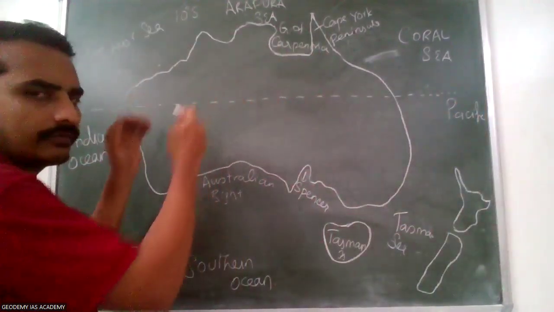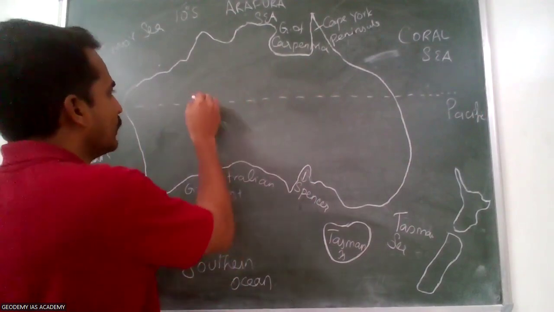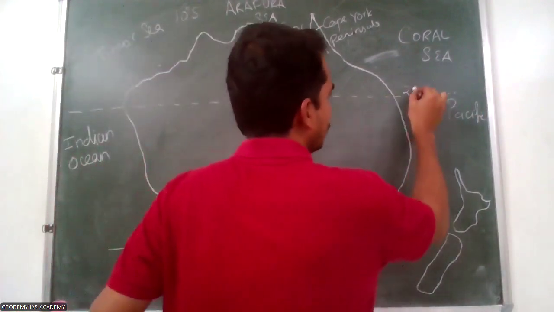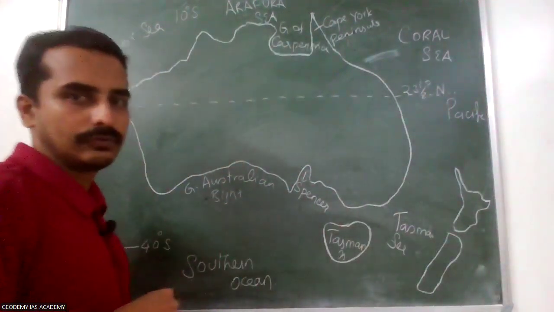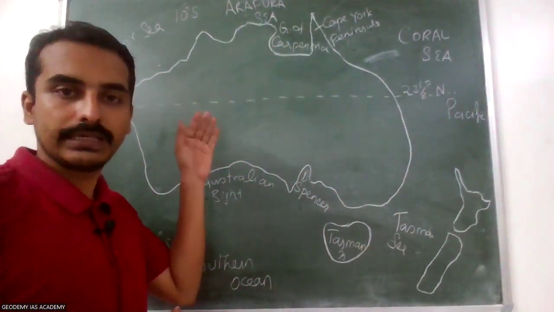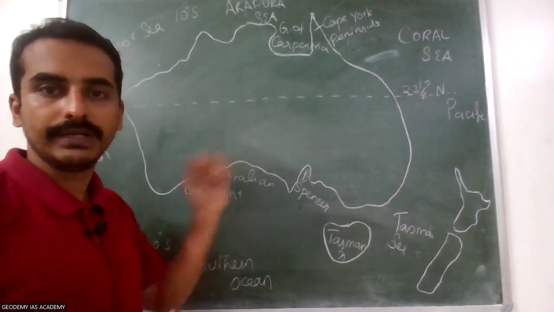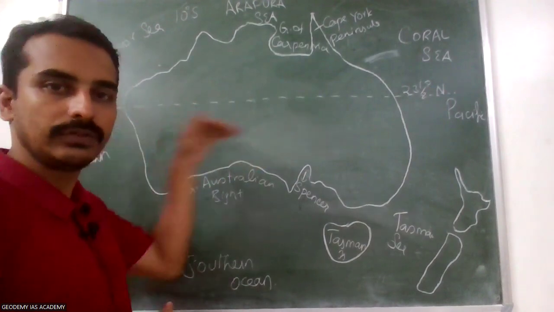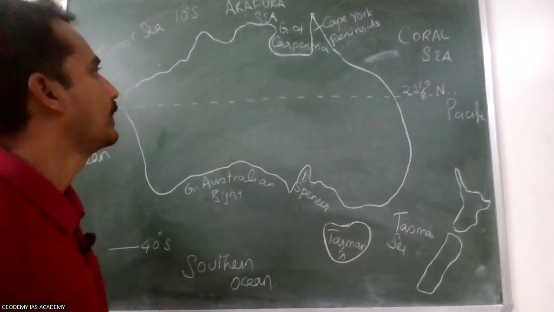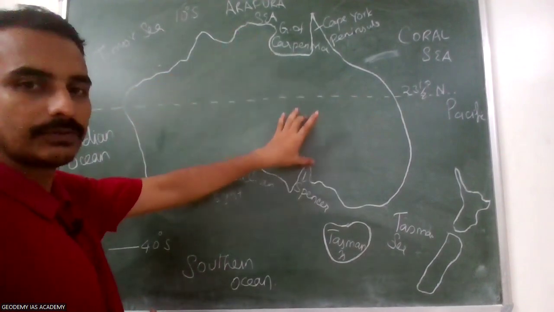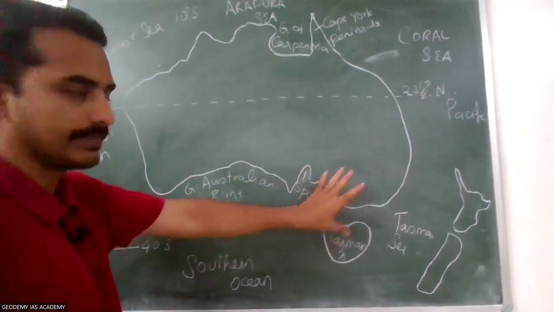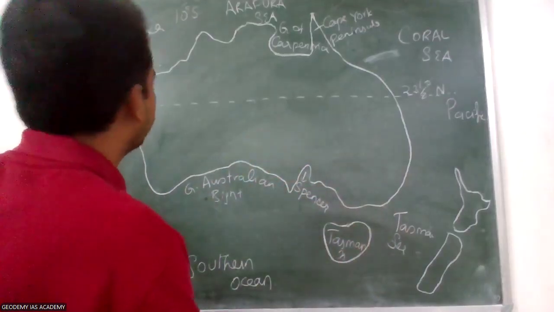And the Tropic of Capricorn, 23.5 degree south, passes through this part, just north of the middle part of Australia. Tropic of Capricorn passes through. Okay, so like Tropic of Cancer passes through the middle part of India, so like Tropic of Capricorn passes through the middle part of Australia. Okay, so this part is tropical Australia, and here it is subtropical and temperate Australia. This Tasman, those regions. Okay.